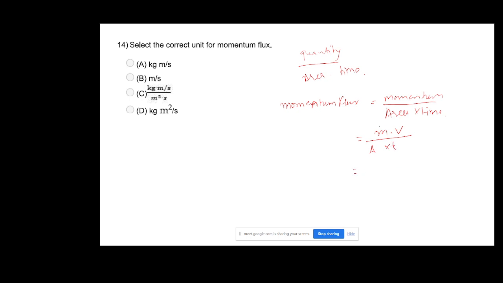So now if we put up the units here, mass is measured in kg, velocity is measured in meter per second. Now divided by area, which is measured in meter square, and time, which is measured in second. So the correct answer here is C, kg meter per second per meter square second.